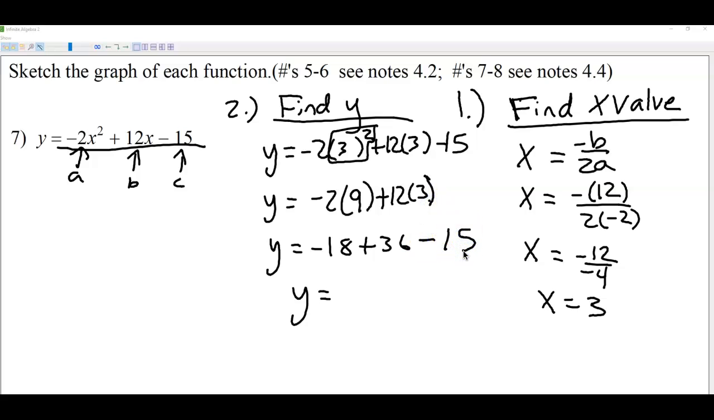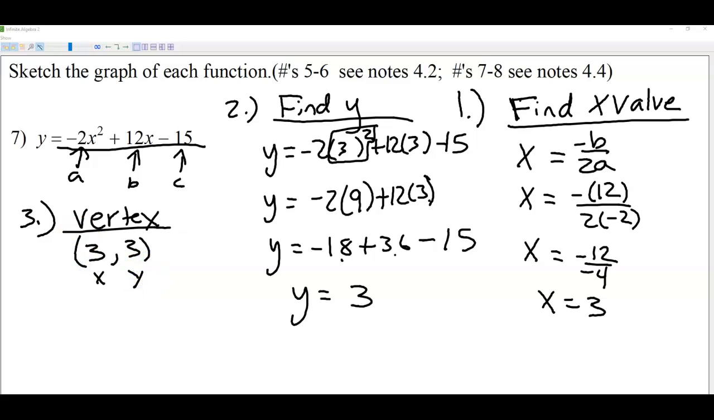All right, so negative 18 and 36 makes 18. And if I take away 15, I'm left with 3. So there's my vertex. My vertex now, I got an x value of 3 and a y value of 3. They're not always the same. That was just kind of a coincidence.